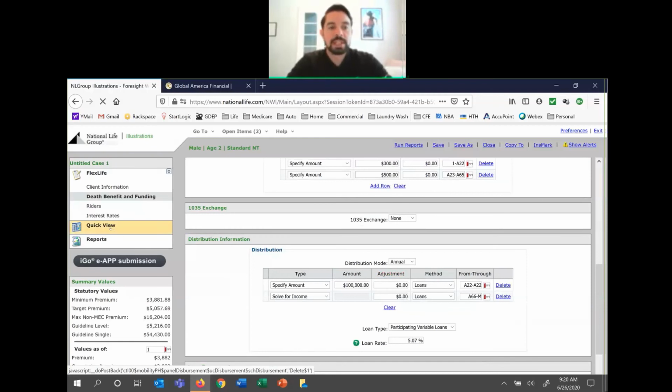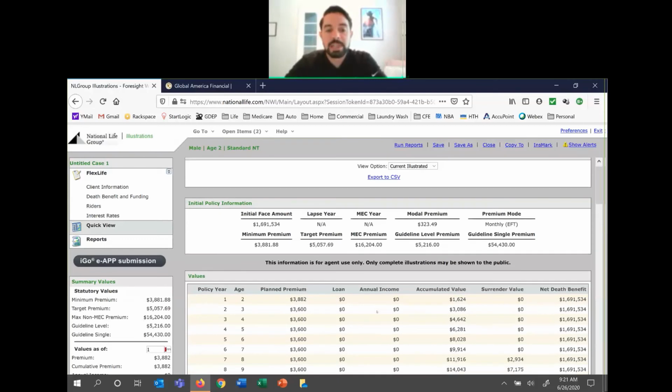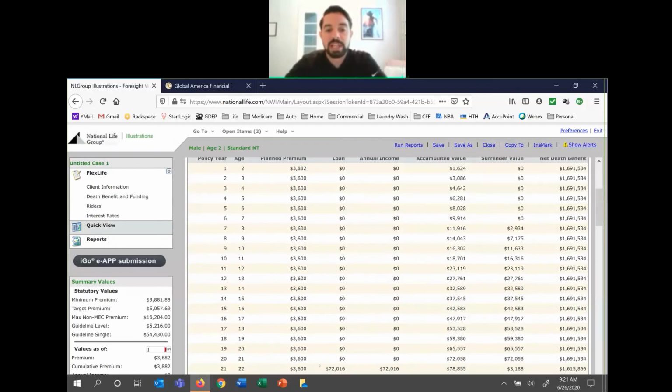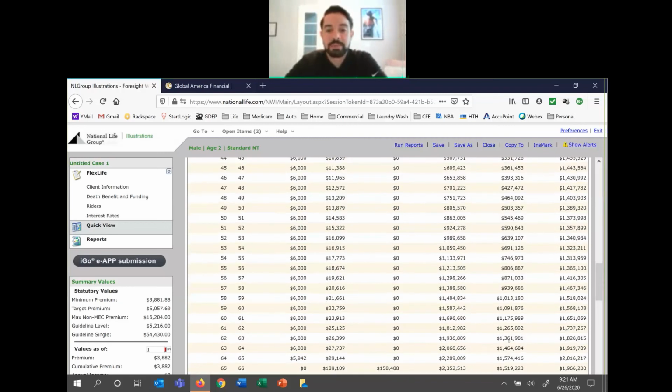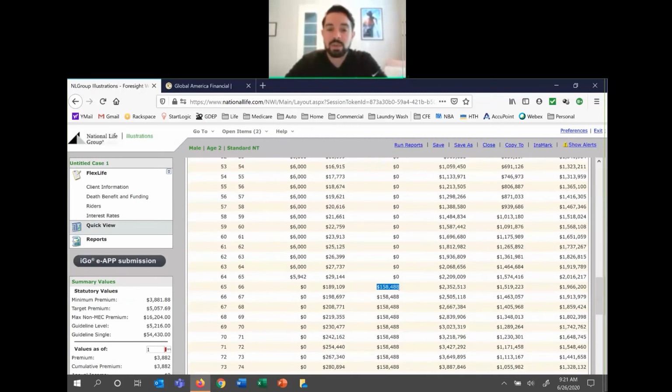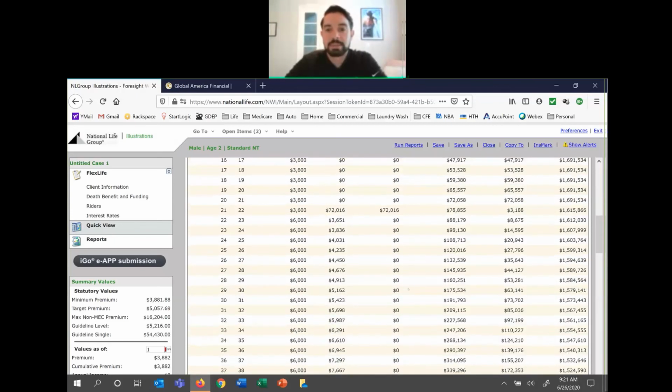All right, now let's do a quick view. Let's take a look and see how this program pans out. Oh, wow. So now we can see the face amount jumped to 1.6 million because of the $500 a month we're putting in after graduation. By doing that, the cost of insurance has gone up significantly to where it is too much to sustain, so the cash value has gone down. And then we see our income is $158,000. That looks great 65 years from now, but not so great 20 years from now.